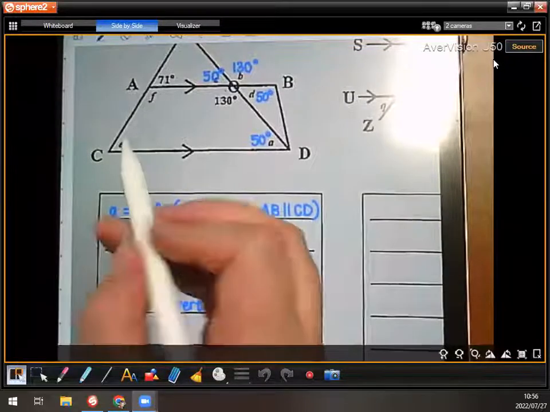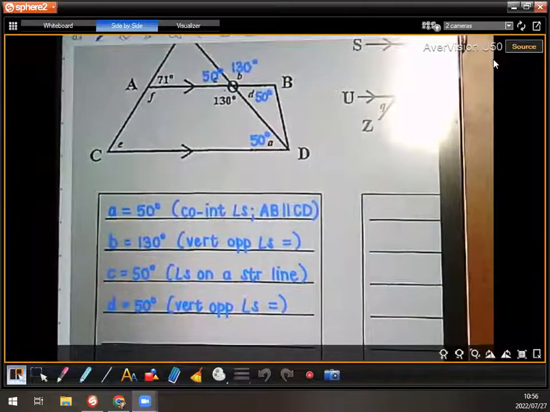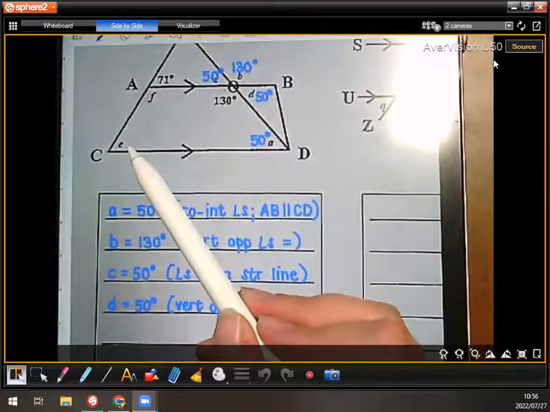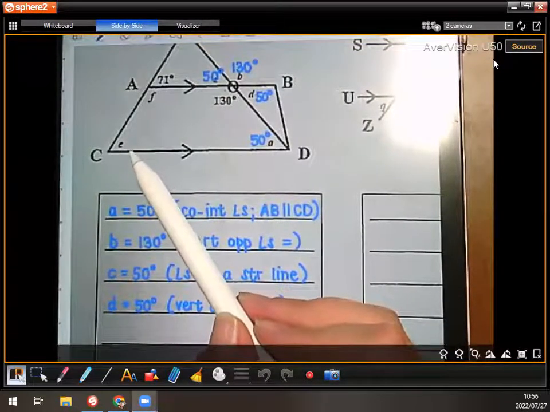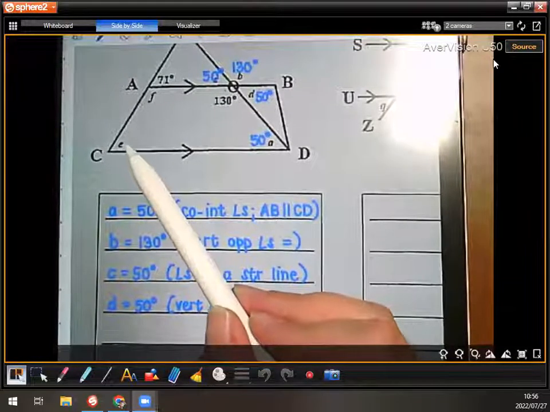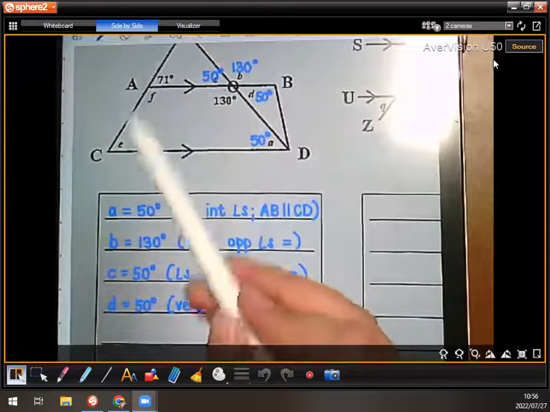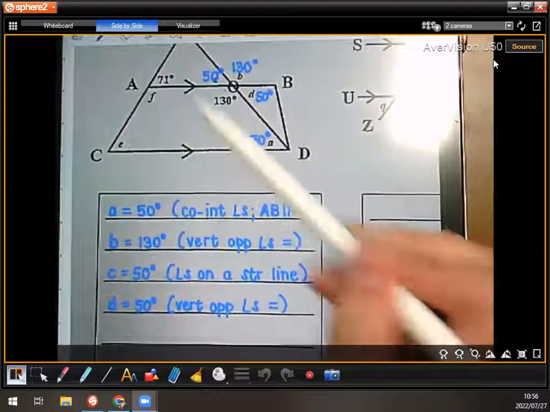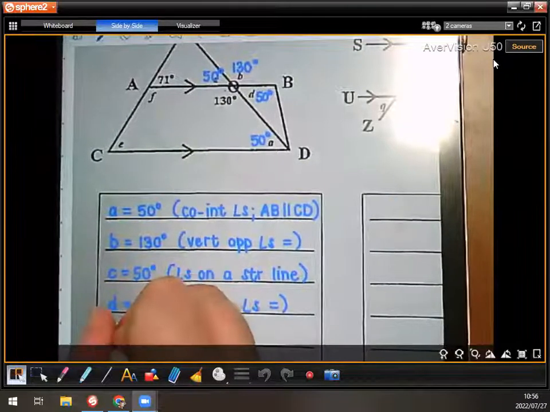Where is E? E is over here. It's now completely on the other side of the whole diagram. How can I find E? Corresponding angles, with that 71. Do you guys see that X shape? So E is 71 degrees.